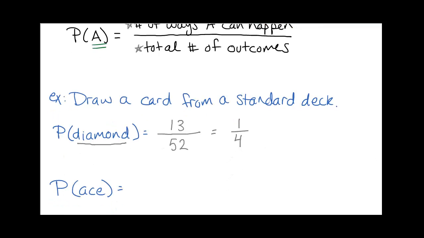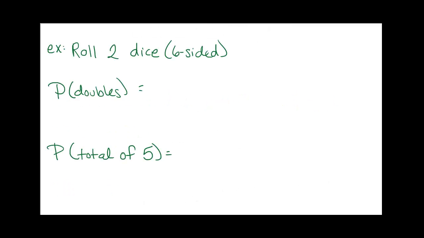Again, here, if we want the probability that we draw an ace, we can do the same thing, right? How many different ways can we draw an ace? Well, there's 4 different aces, so there's 4 possibilities there out of a total of 52 possibilities. Or if we reduce this fraction, this would be 1 out of 13. Another example using this process, we're rolling 2 dice. These are standard 6-sided dice. The first thing I want to find is the probability that we get doubles.